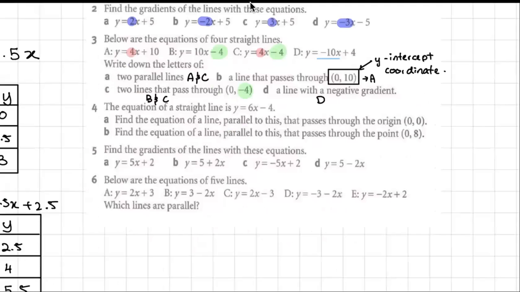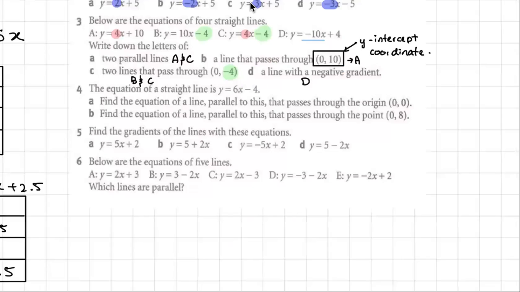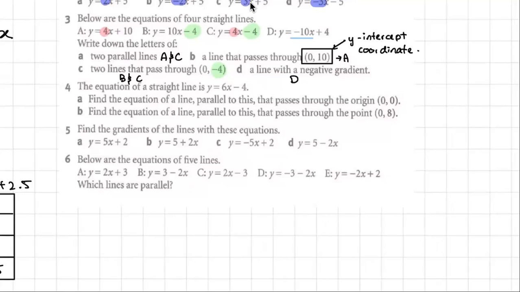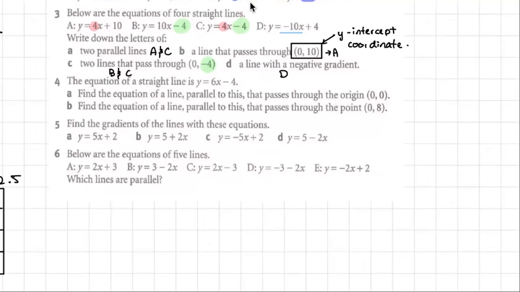For question number 4, the equation of a straight line is y equals 6x minus 4. Find the equation of a line that's parallel to this and passes through the origin. You can see when x is 0, y is 0, it means that c is equal to 0. So I just need to write y equals the same gradient, 6x. That's it. You can write plus 0 because c is 0, but you're okay without it.